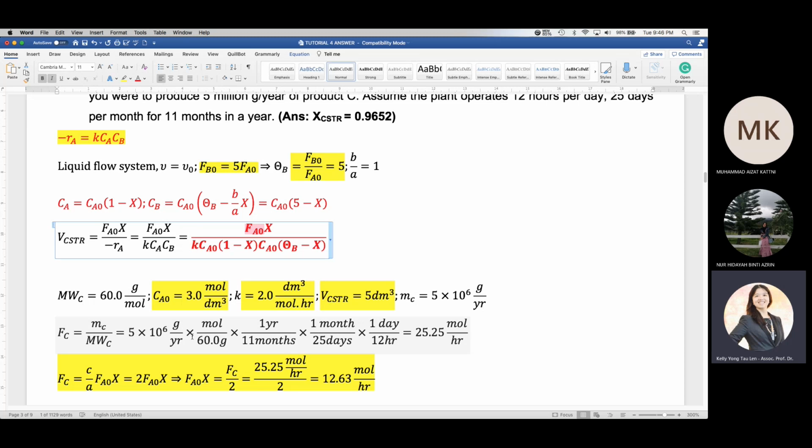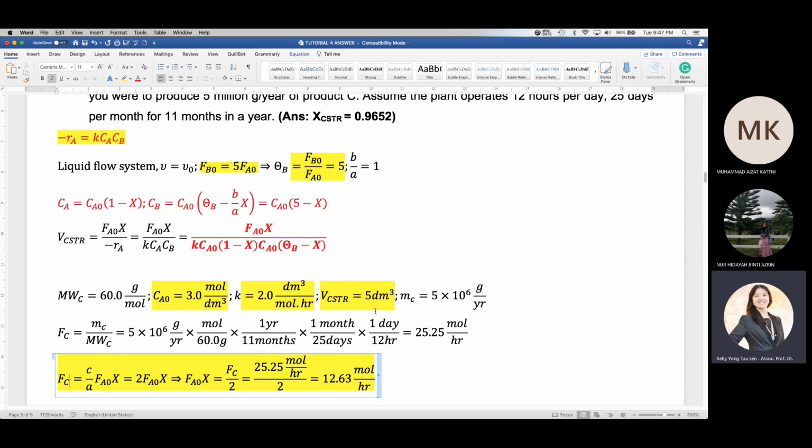Dalam stoichiometric table tu kalau kamu ingat, dia beri kita perkaitan antara FC dengan FA0 di mana they say that FC tu sama dengan C per A FA0X. Maksudnya, kalau saya tahu FC, saya boleh cari FA0. Okay. Sebab dalam equation asal saya adalah FA0. So means if I know FC, I can get my FA0 and replace in the equation.